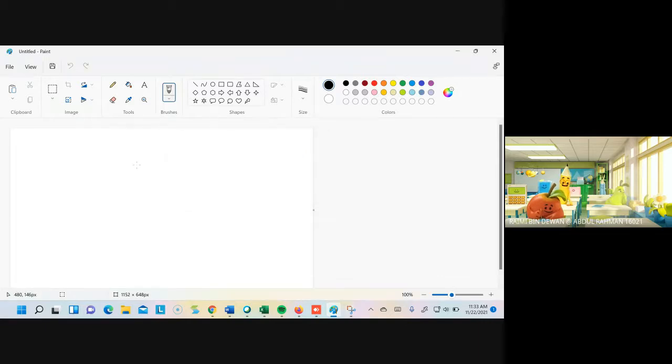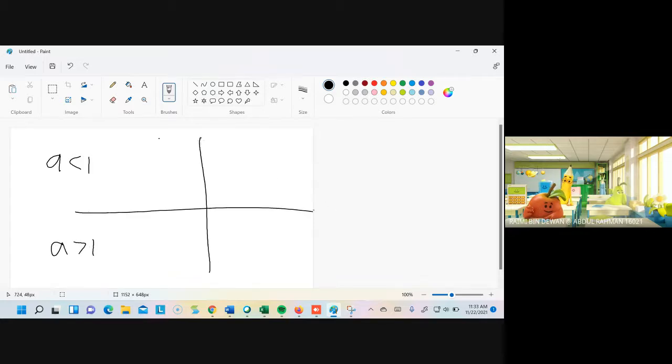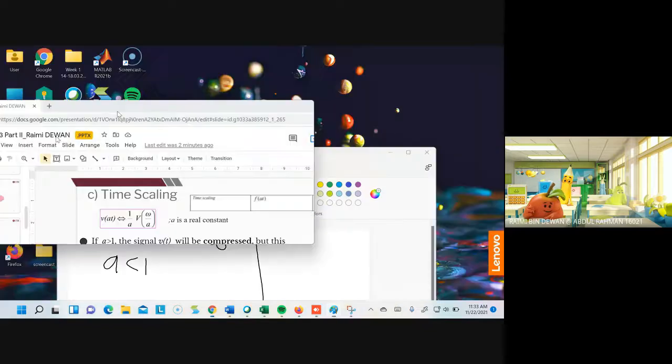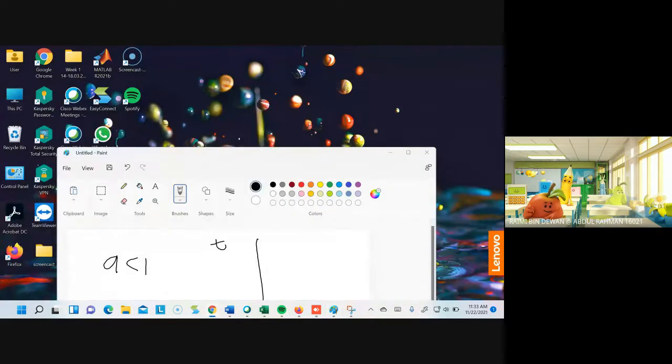So if you have a less than 1, then you have a greater than 1. Okay. If a less than 1, what happened to your signal in the time domain? Is it compressed or is it expanded?